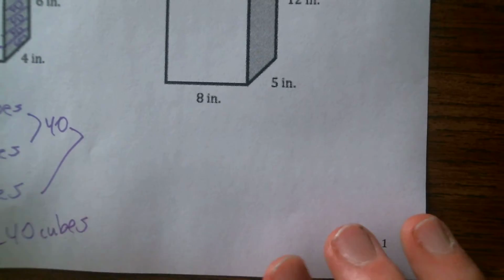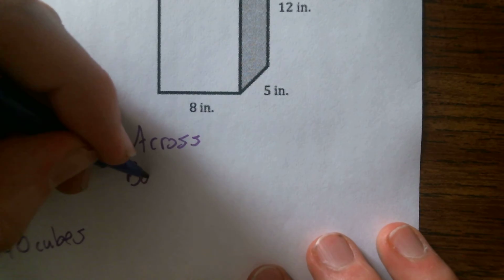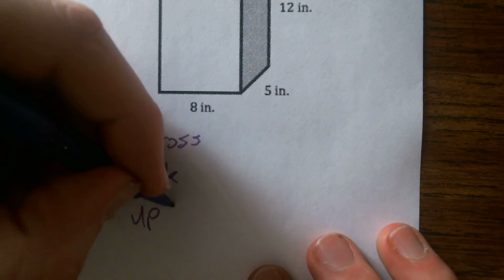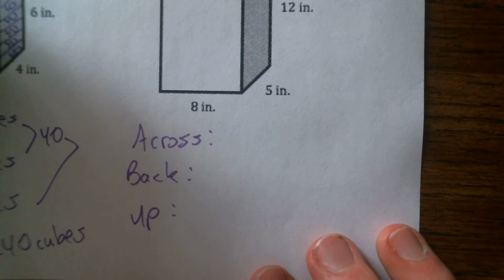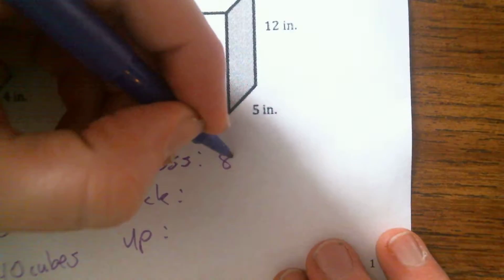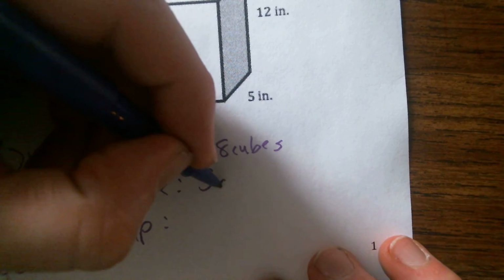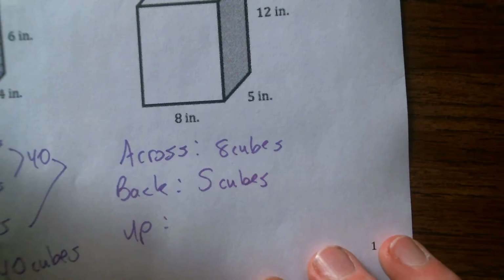So what about this next one? I'd encourage you to think, how many will there be across? How many will there be back? How many will there be up? Go ahead and see if you can figure that out on your own. Remember, they're 1 inch cubes, so it's going to be 8 cubes across. It's going to be 5 cubes back. And it's going to be 12 cubes up.